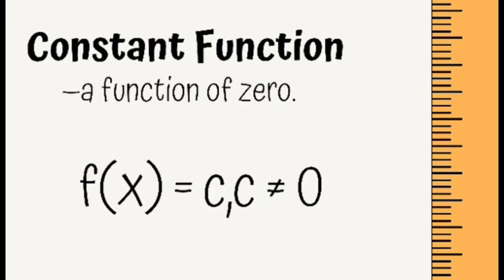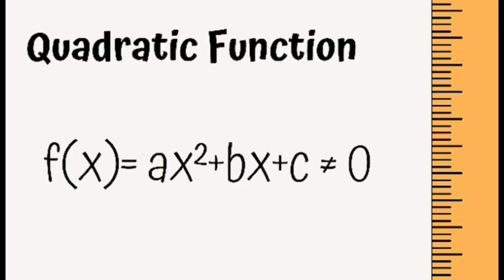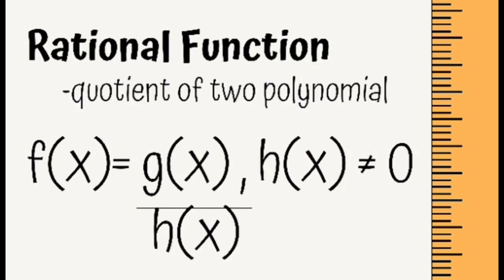Constant function. F of x is equals c, where c is not 0. Quadratic function. F of x is equals ax squared plus bx plus c, where a is not 0. Rational function. Quotient of two polynomials. F of x is equals g of x over h of x, where h of x is not 0.